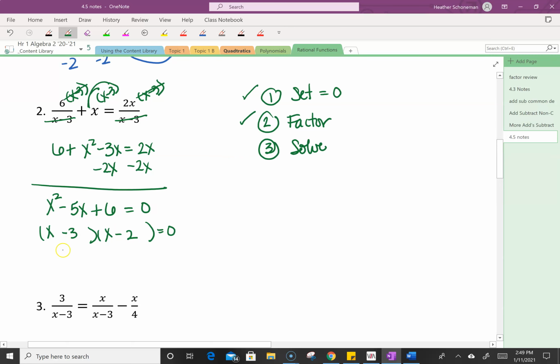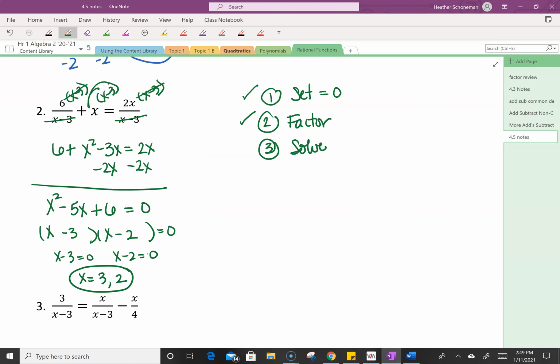Now I need to solve it. So I'm setting these two factors equal to 0. You should not need to show your work there. You should be able to tell me that x equals 3 and 2. Okay, but here's the catch. Sometimes, not every time, when we solve, we get what's called an extraneous solution, a solution that doesn't actually work.